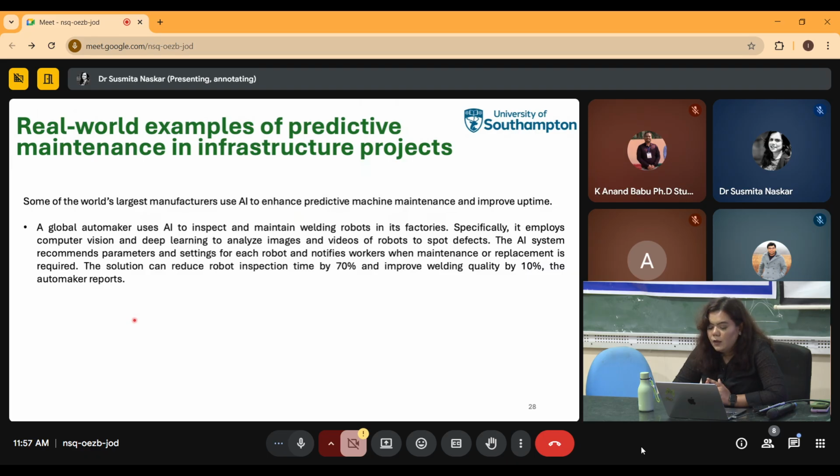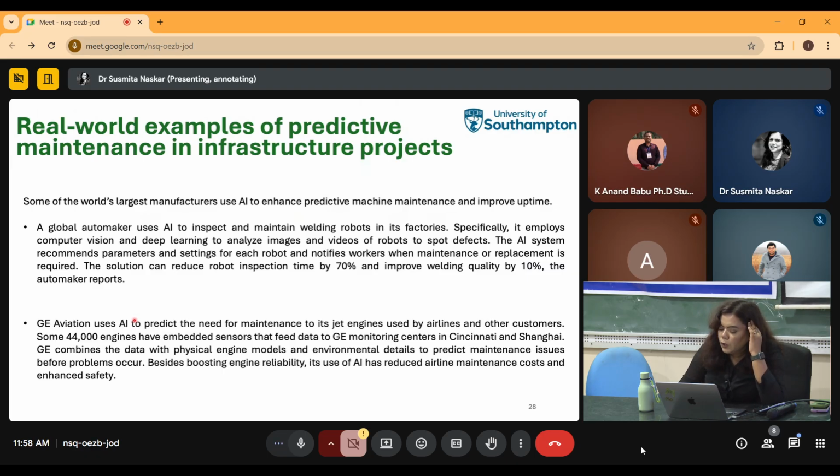company, right? And another very famous one is GE Aviation. GE Aviation also uses AI to predict the maintenance needs of its jet engines used by airlines worldwide. So it's a very famous aerospace company you have heard about. More than 44,000 engines are equipped with embedded sensors that continuously feed the performance data back to GE's Monitoring and Diagnostics Center, which is in Sydney, USA, and also in Shanghai, China.